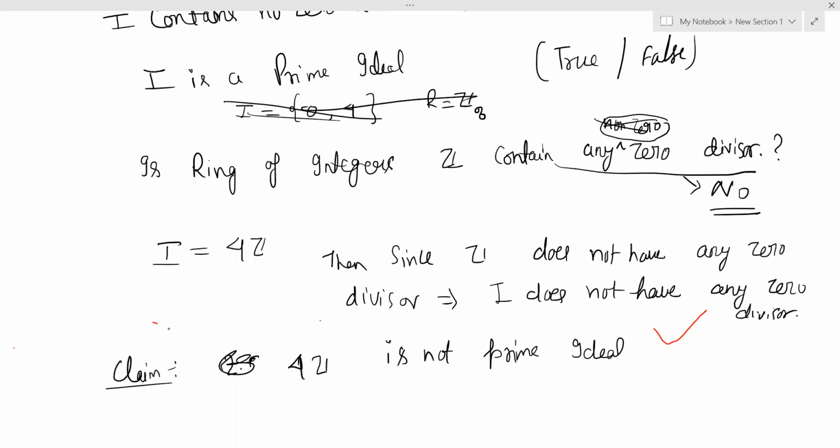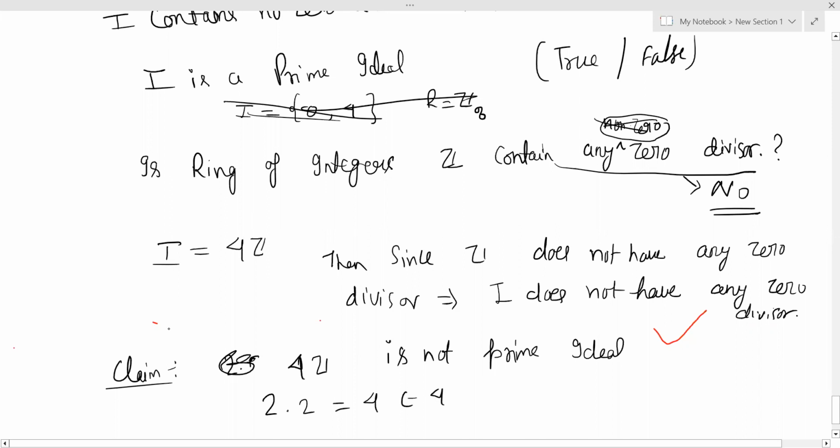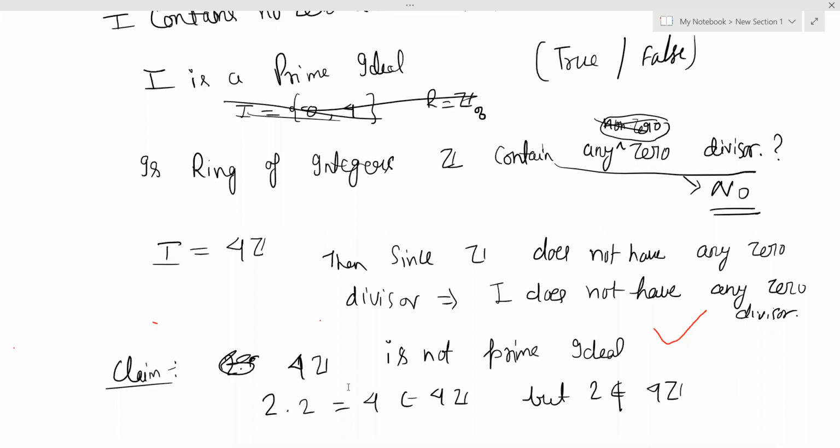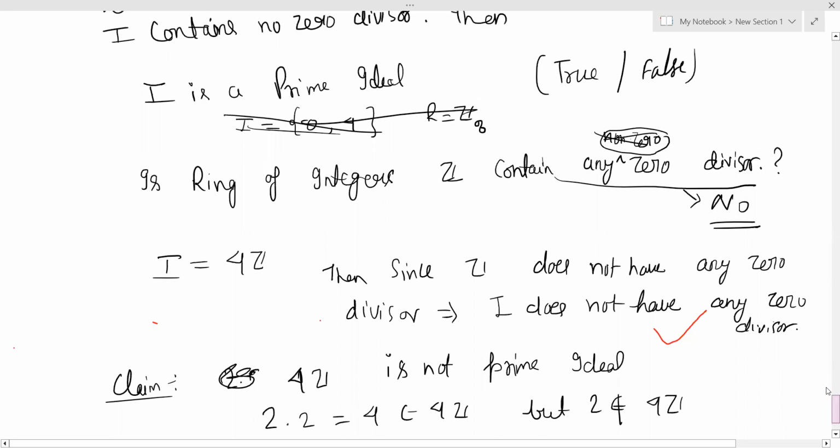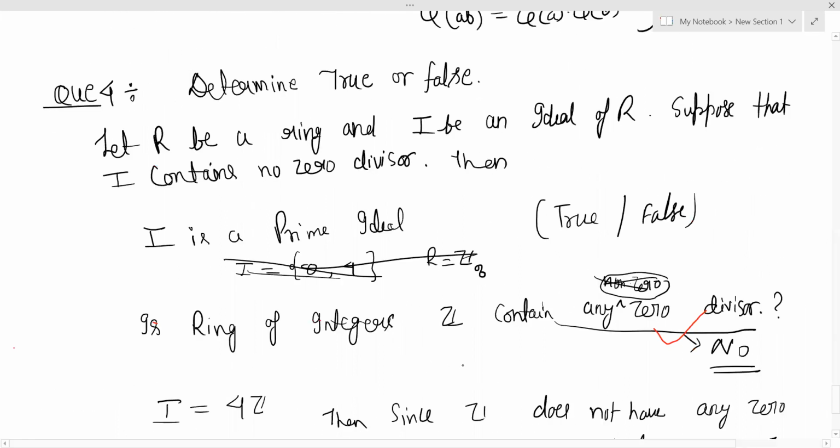Ideal. 2 times 2, which is 4, belongs to 4Z, but 2 does not belong to 4Z, right? So this implies the given statement is a false statement. So this one is false.